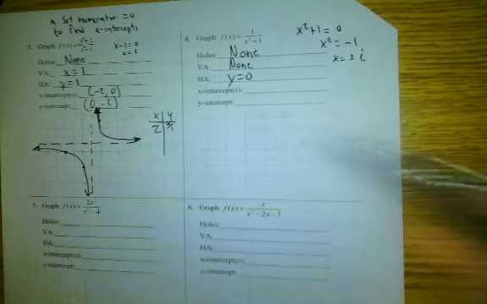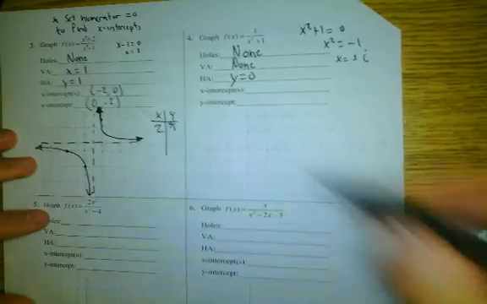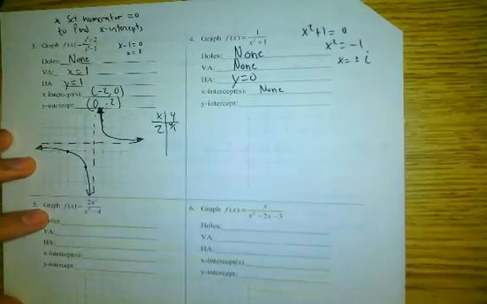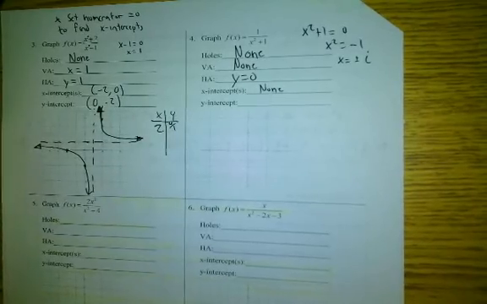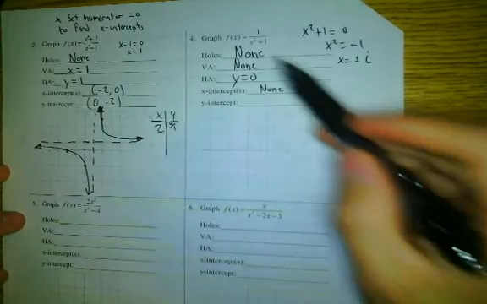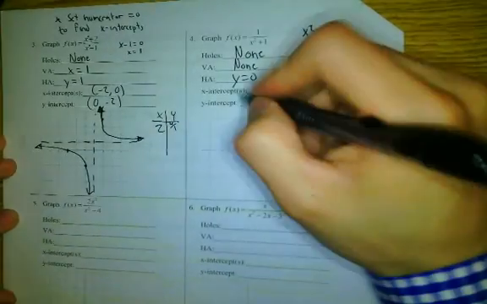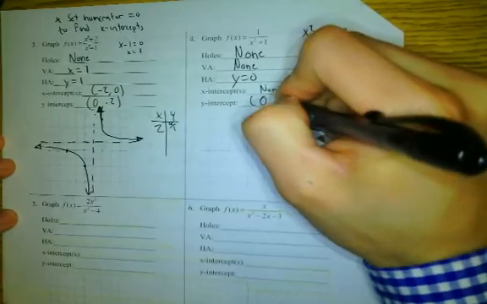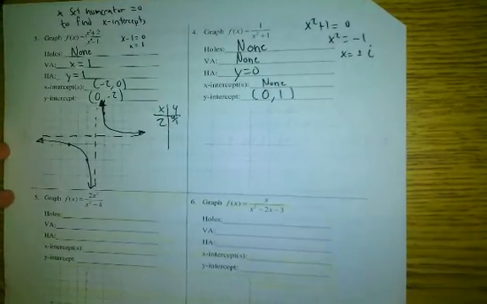Y-intercepts. Yes, we will. We will plug in 0 for x, right? 0 squared is 0 plus 1 is 1. 1 over 1 is 1. So you have a y-intercept at (0, 1). Correct? Alright, now this is a funny looking one. So let's plot what we know. (0, 1) is here. We have an asymptote here. And that's all we know.